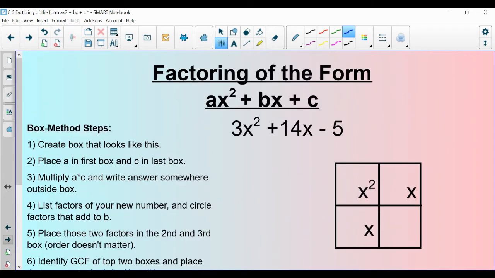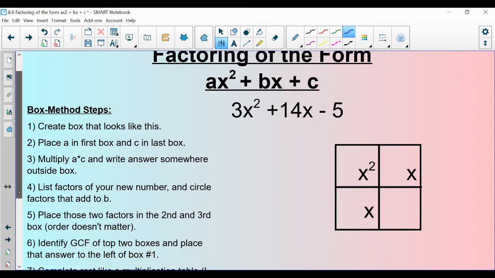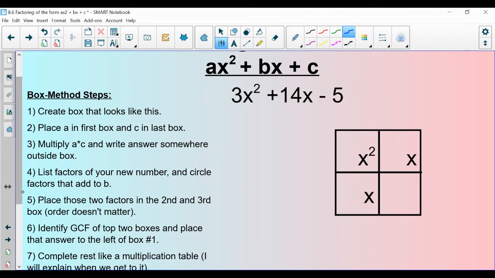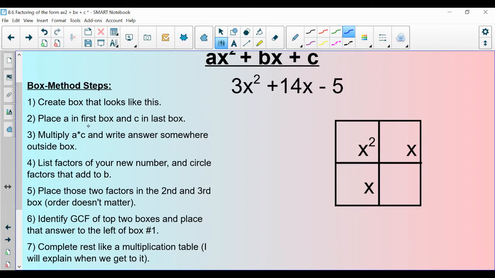Let's do another one. We have 5 more to do. You guys will get quick at this process, but it does take a while at first. Create the box, place A in the first box and C in the last box, and then multiply those. That's step 3, and write that answer somewhere outside the box. Step 4 says to list the factors, 1 and 15, and 3 and 5.